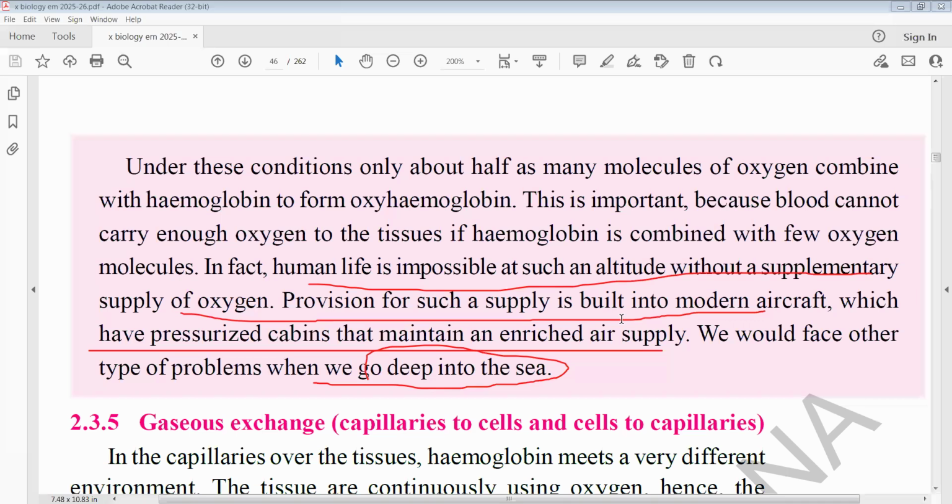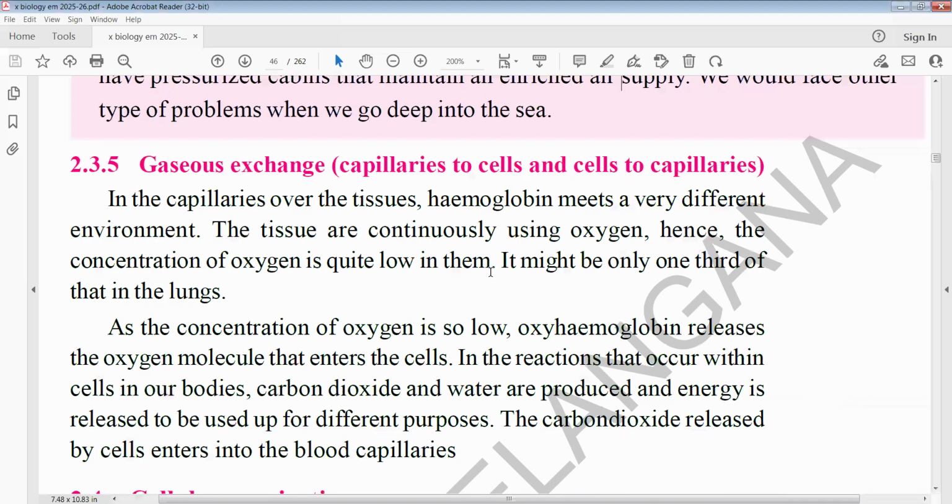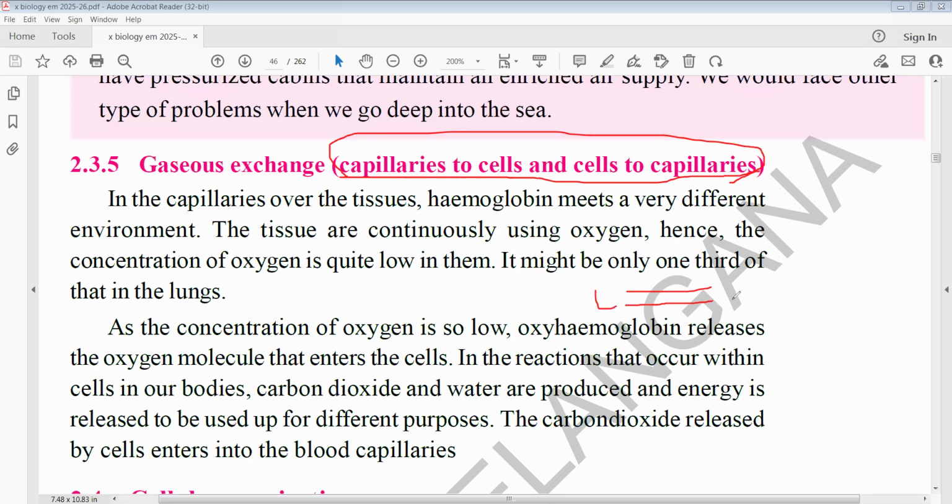Now it is important to understand gas exchange, capillaries to cells and cells to capillaries. So you have to keep in your mind, capillaries to cells, cells to capillaries. First of all, let us know the capillaries. So now blood carries oxyhemoglobin from the lungs to tissues, from the lungs to tissues. So these are cells.